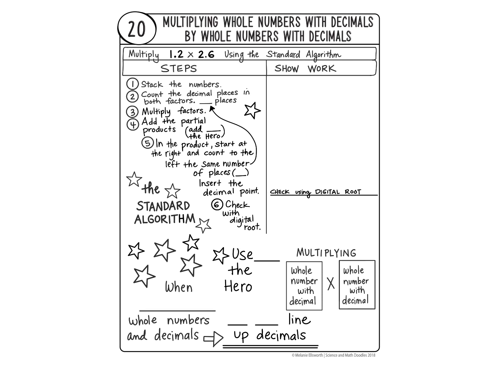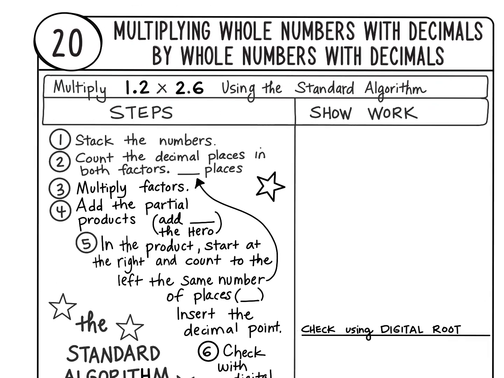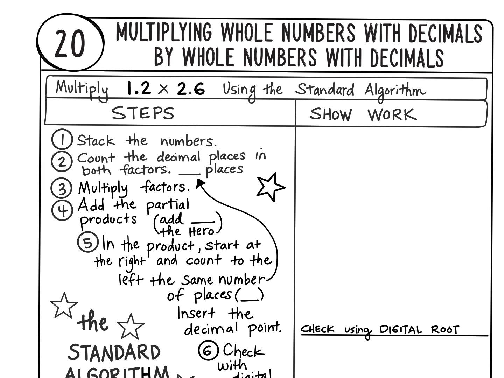Today we are going to be multiplying whole numbers with decimals by whole numbers with decimals. Similar to what we did yesterday. We focused mostly on just regular decimals and then whole number by a decimal. So the only difference today is it's a whole number with a decimal times a whole number with a decimal, okay?